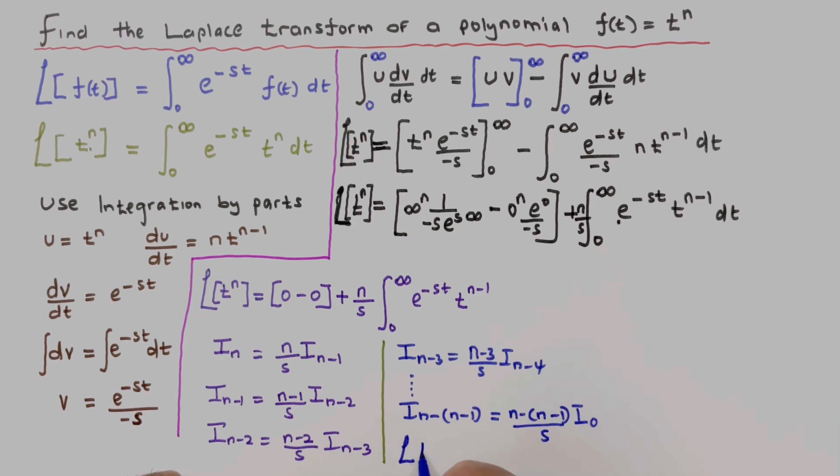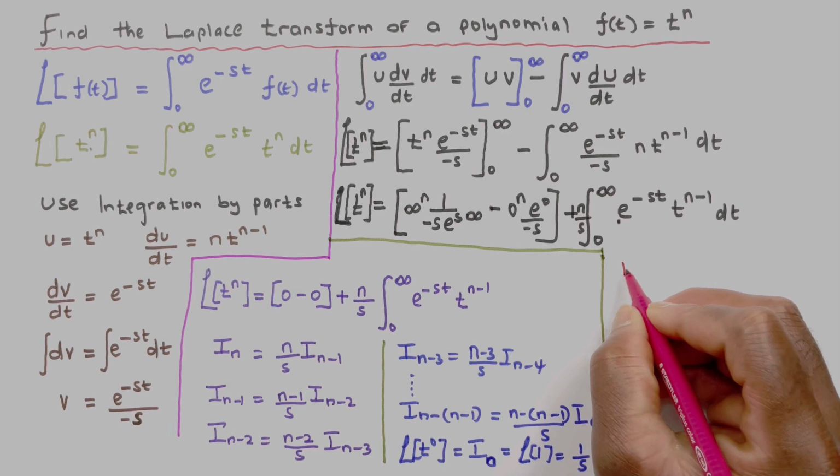So let's find I0, which is t to the power of 0, because n is 0 now. So t to the power of 0 is 1. So the Laplace of 1 will be 1 over s. The Laplace of a constant a will be a over s. The Laplace of 1 will be 1 over s. The Laplace of 2 will be 2 over s.